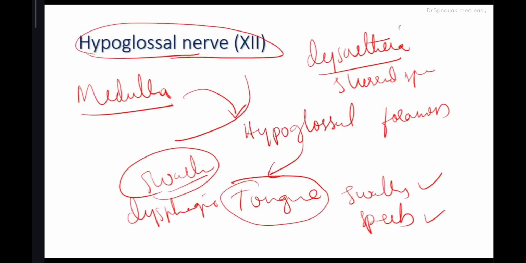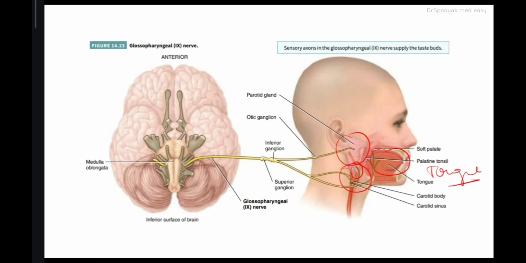Okay, so these are the different cranial nerves. Let me summarize. The 12th cranial nerve is the hypoglossal nerve, which is innervating mainly the tongue region of our body. I'll stop here.